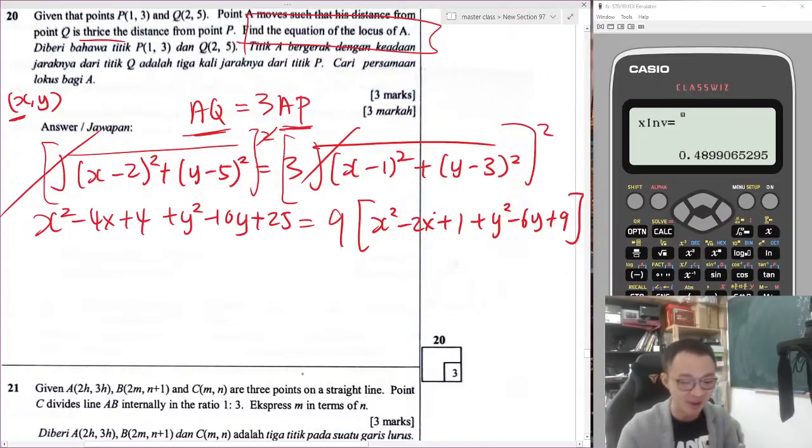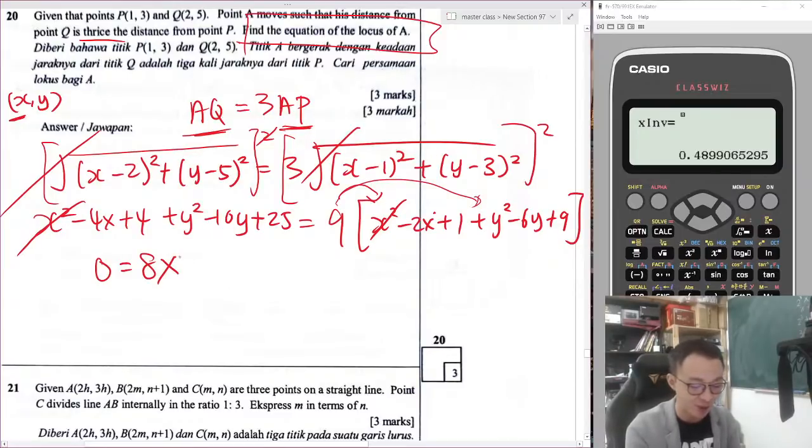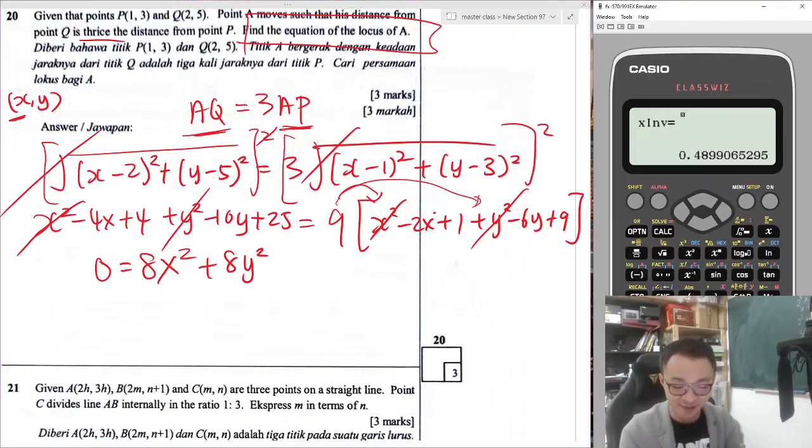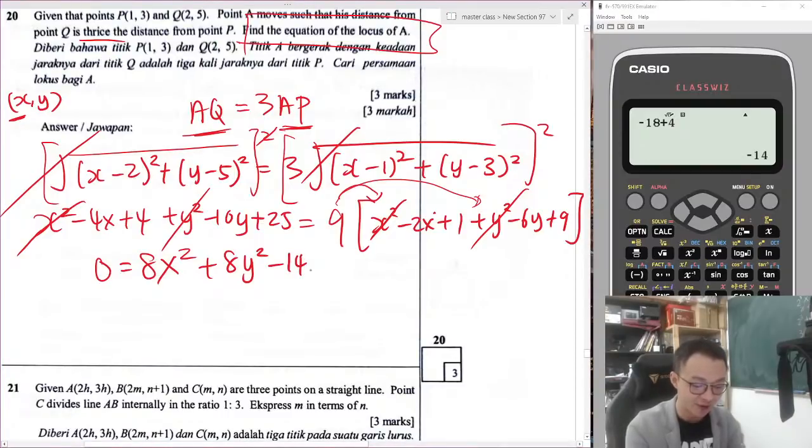I'm a bit lazy. Let me do some shortcut here. 9 multiply x squared, 9x squared minus 1x squared, 8x squared. Then 9 multiply y squared, 9y squared minus 1y squared, I get 8y squared. Then we go to x. 9 multiply negative 2 is negative 18. Negative 18 plus 4, so it will be negative 14x.